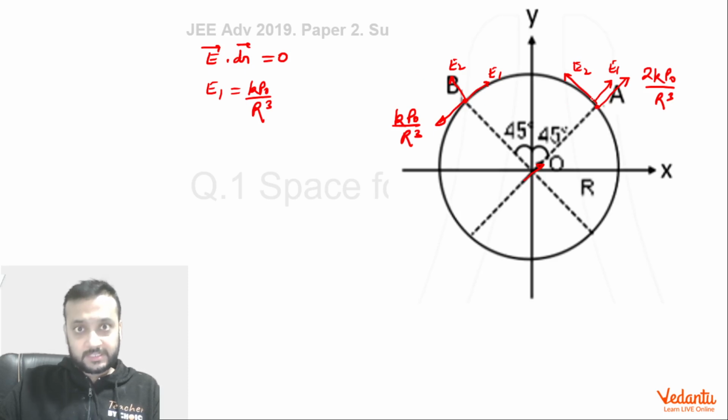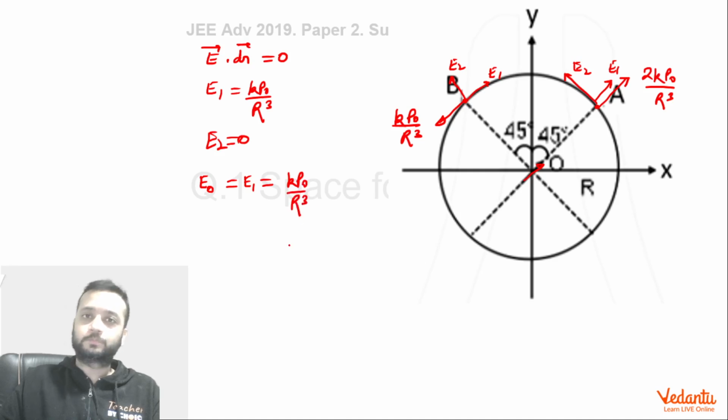But if E2 persists, then dV will not be 0. So this confirms that E2 must be 0. And hence, the total electric field, whose magnitude is actually E naught, is actually E1 only. Okay, and its value is nothing but Kp naught upon R cube, right?